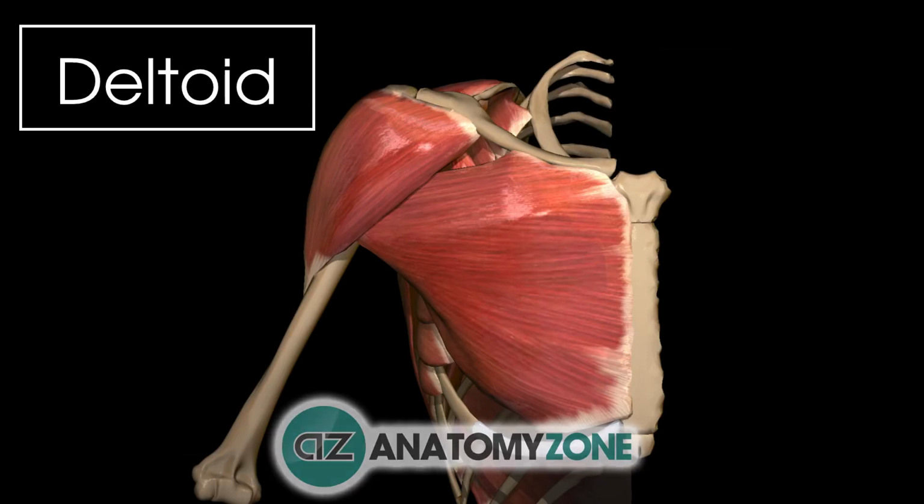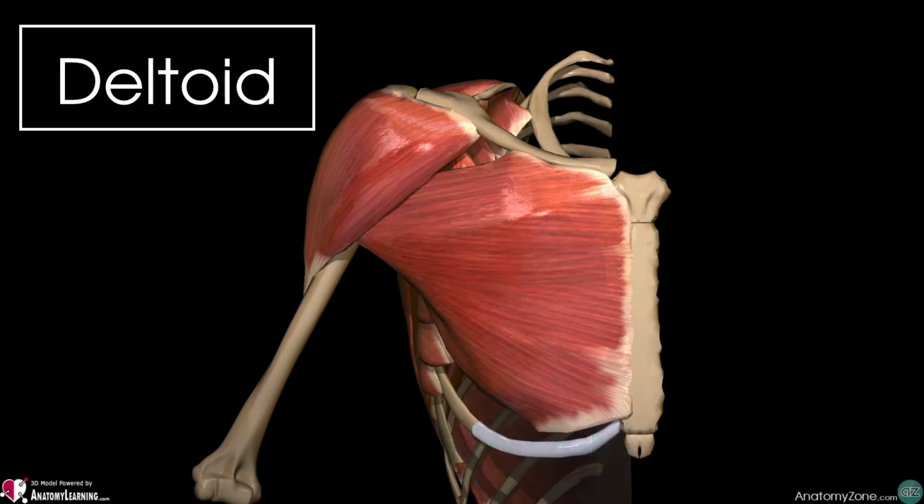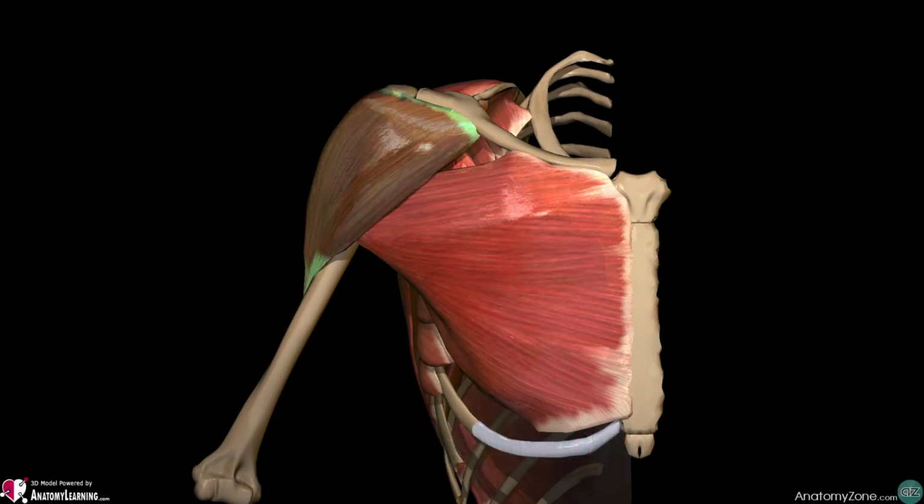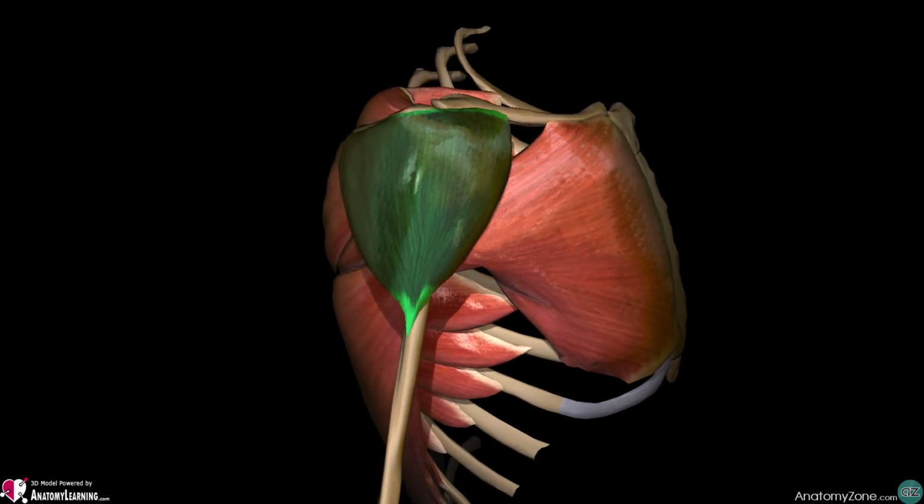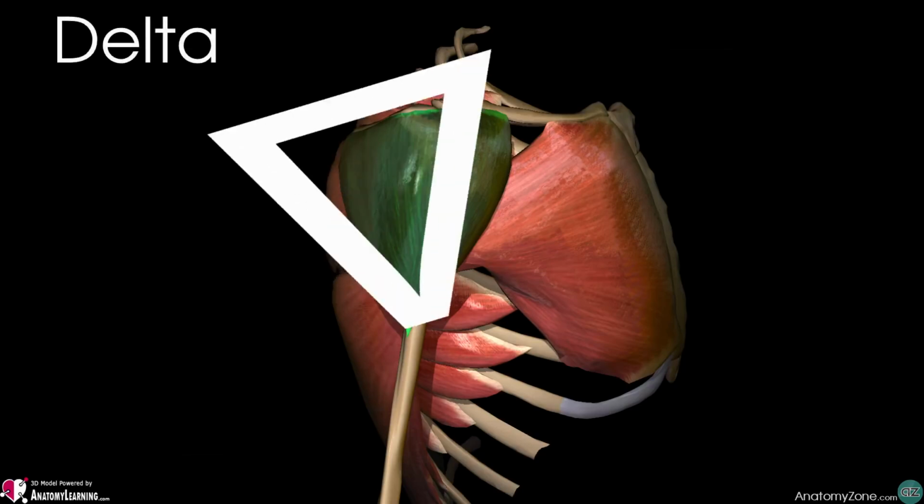In this video we will take a look at the anatomy of the deltoid muscle. The deltoid muscle is the large superficial muscle of the shoulder, which gives its characteristic shape and contour. It's called the deltoid muscle because of its roughly triangular shape, which resembles the Greek capital letter delta.